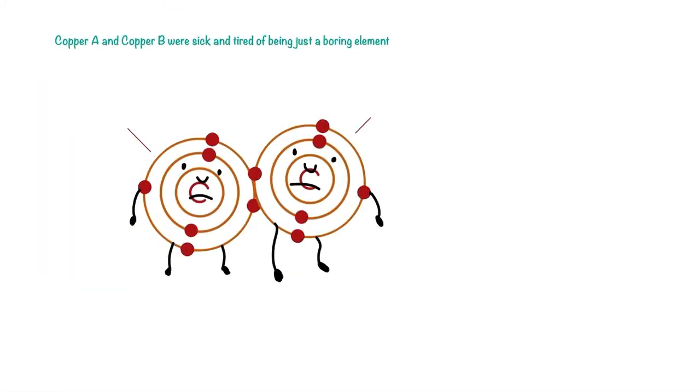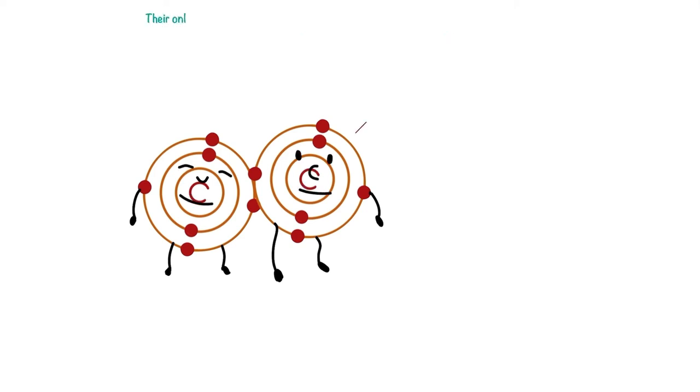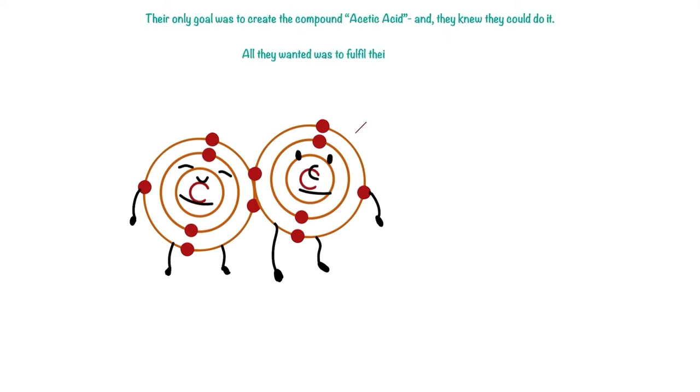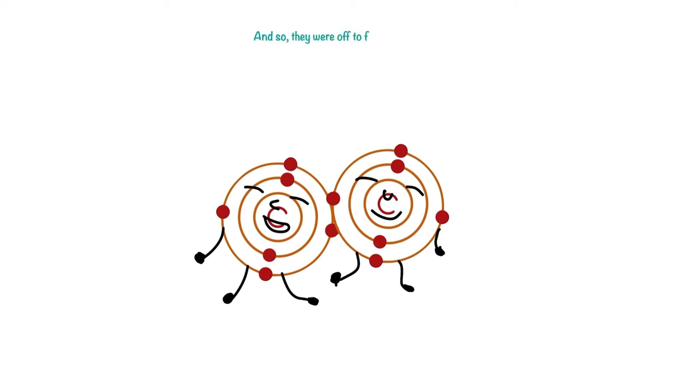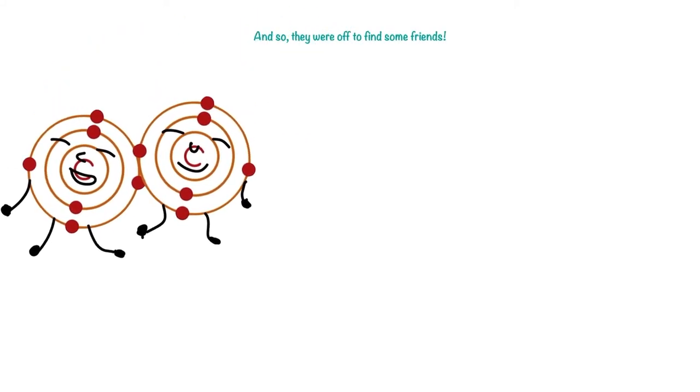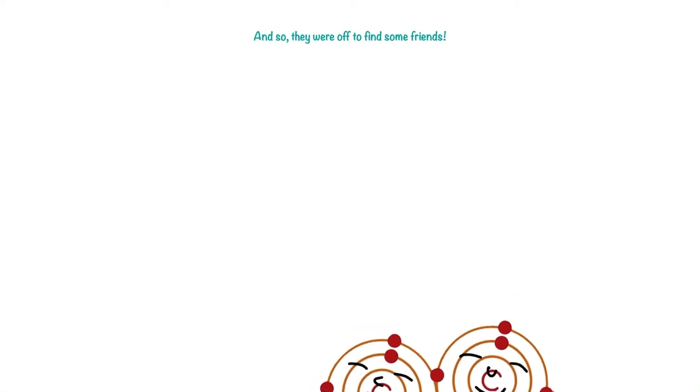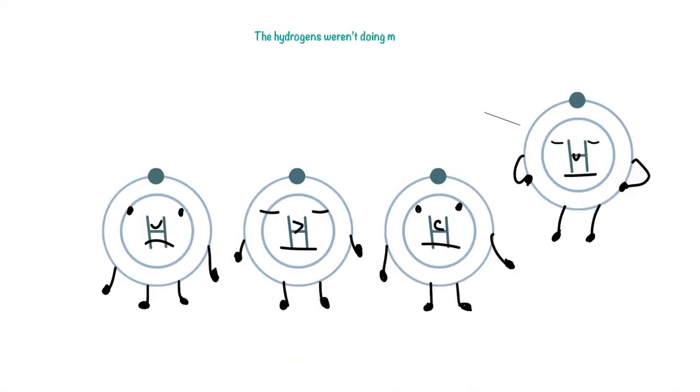Carbon A and Carbon B were sick and tired of being just a boring element. All of their siblings had already gone off and created all sorts of amazing compounds, leaving them behind. Their only goal was to create the compound acetic acid, and they knew they could do it. All they wanted was to fulfill their family's legacy. And so, they were off to find some friends. The hydrogens weren't doing much better.